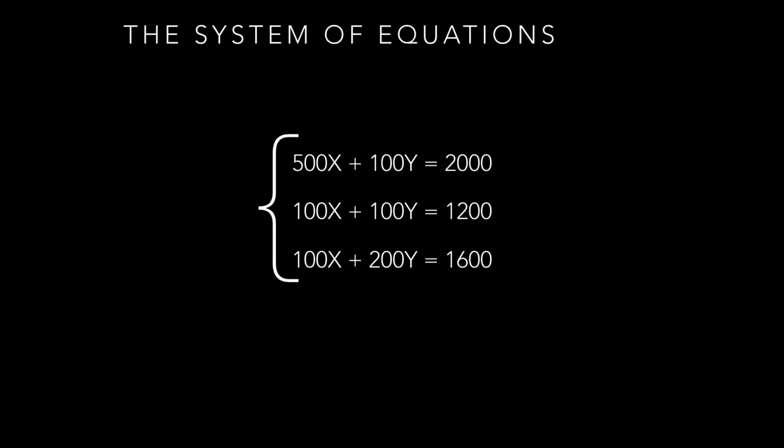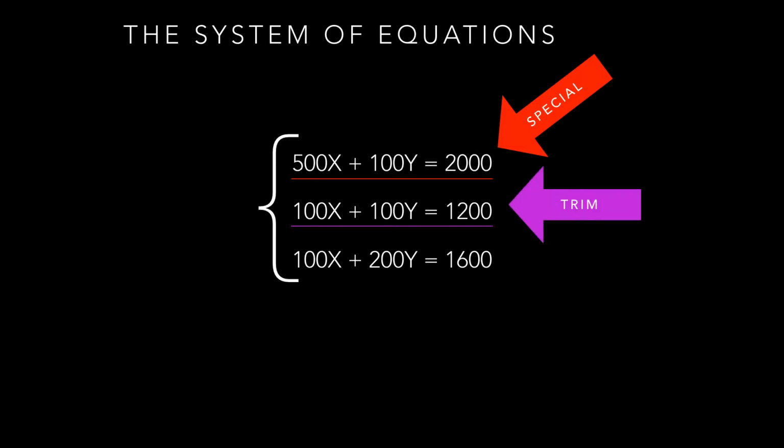Now, the system of equations. 500x plus 100y equals 2000 of special tiles. 100x plus 100y equals 1200 of trim tile. 100x plus 200y equals 1600 of plain tile.